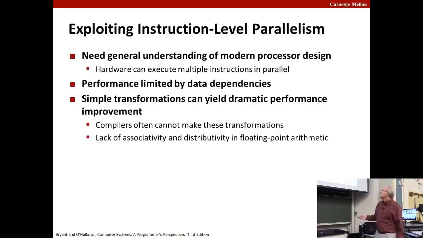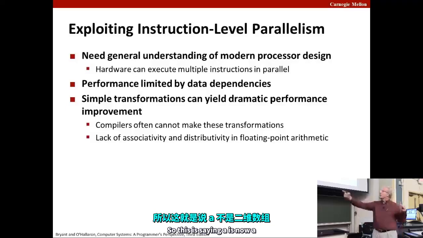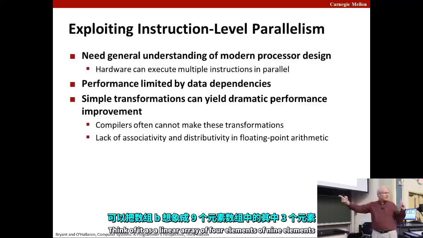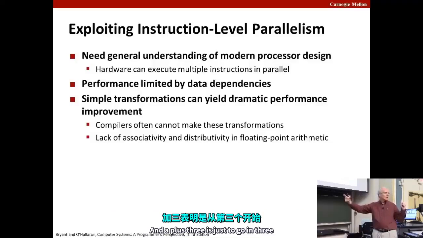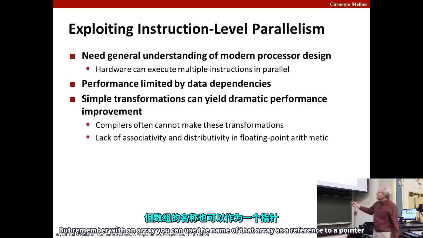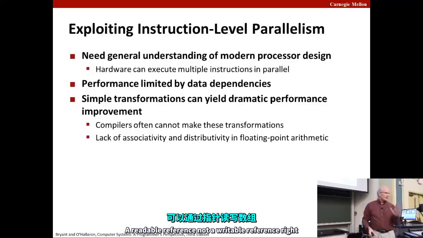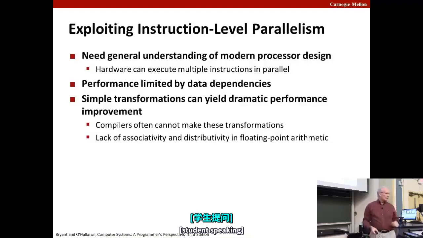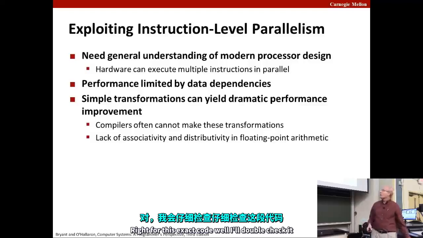Yeah. So this is saying A is now, think of it as a linear array of 9 elements. And A plus 3 is just to go in 3. So it is declaring B is not a pointer, it's an array. But remember, with an array, you can use the name of that array as a reference to a pointer, a readable reference, not a writable reference, right? But I'm currently using GCC version 4.9 and it says invalid initializer. Really? For this exact code? Yeah. Well, I'll double check it.